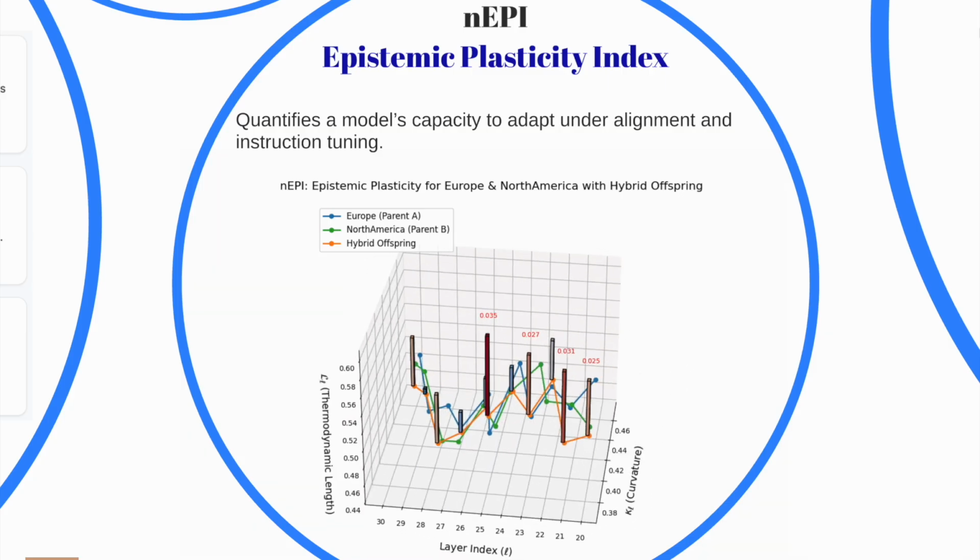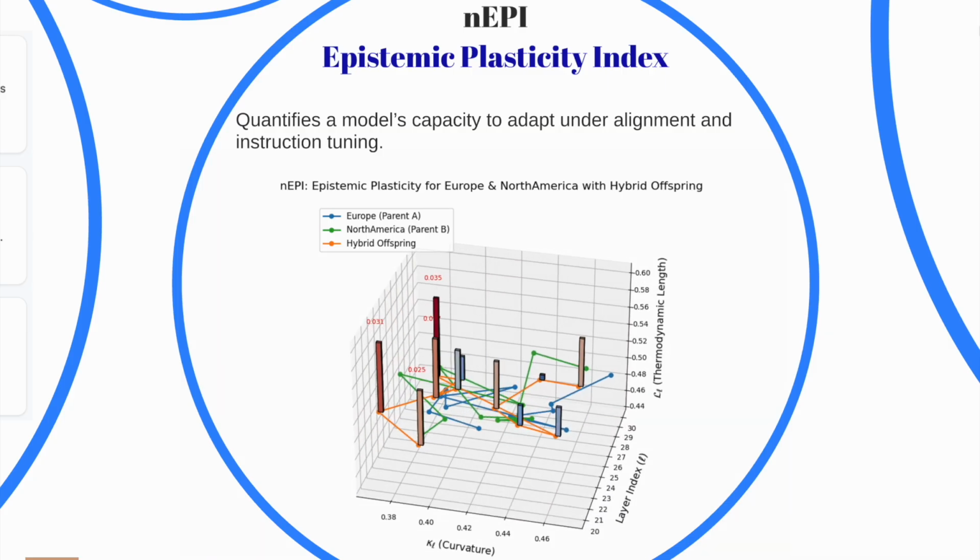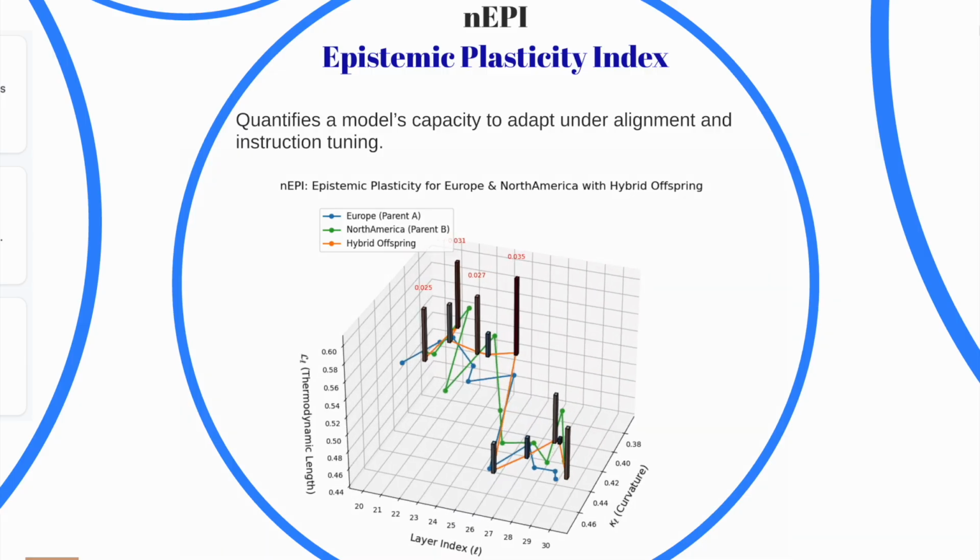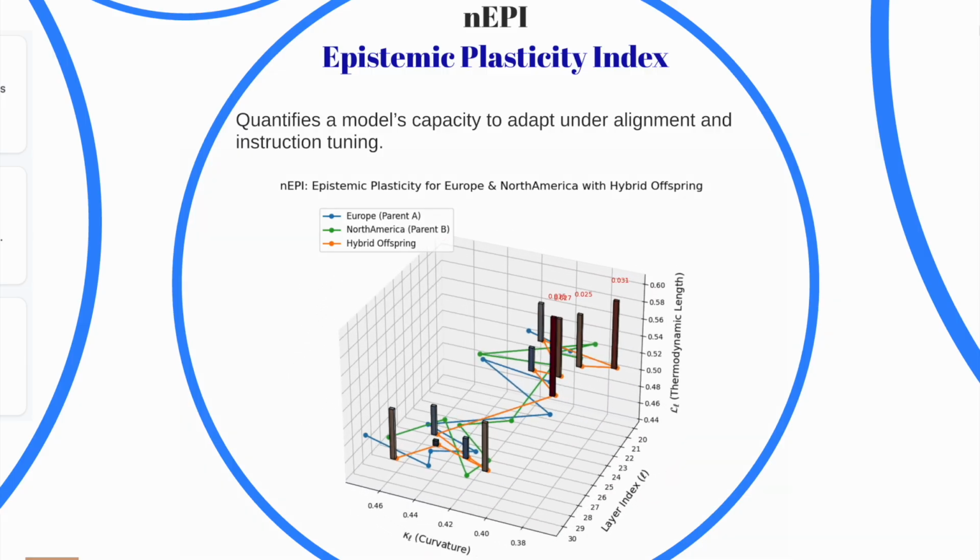Takeaway: NEPI is your alignment headroom meter. Train where the headroom is tall, tiptoe where it is short, and you will adapt faster with fewer regressions.